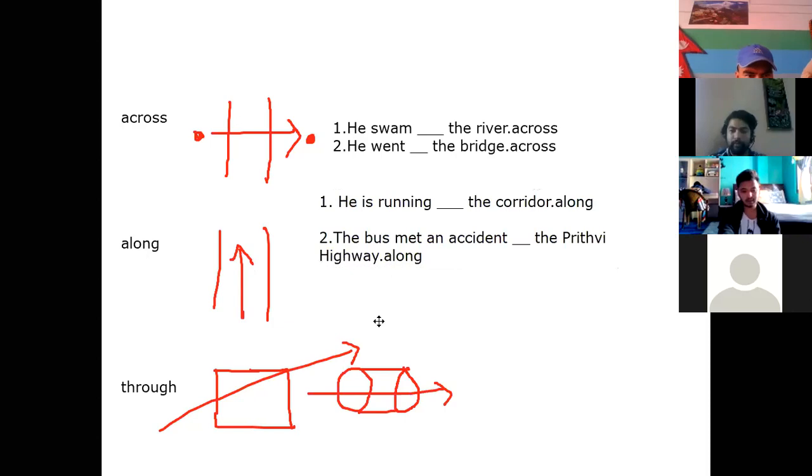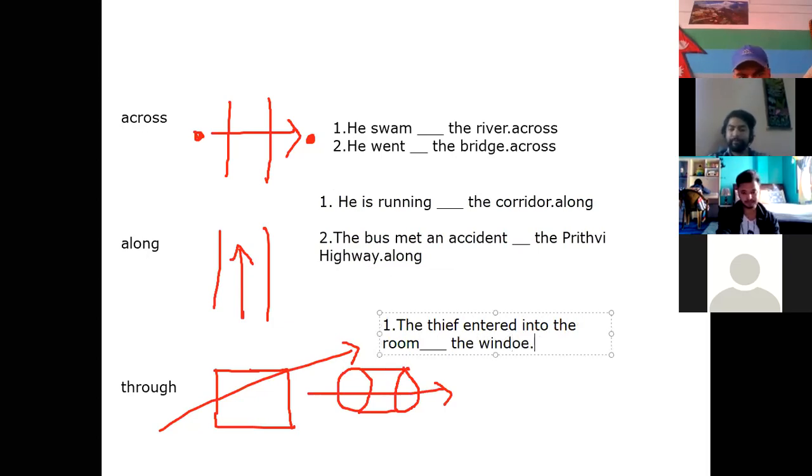The thief came through the door. Don't come through the door, you know. They come from the window, especially through the window. So the thief entered into the room. That's the window, so getting in from the window. No, it's through the window. Through the door.